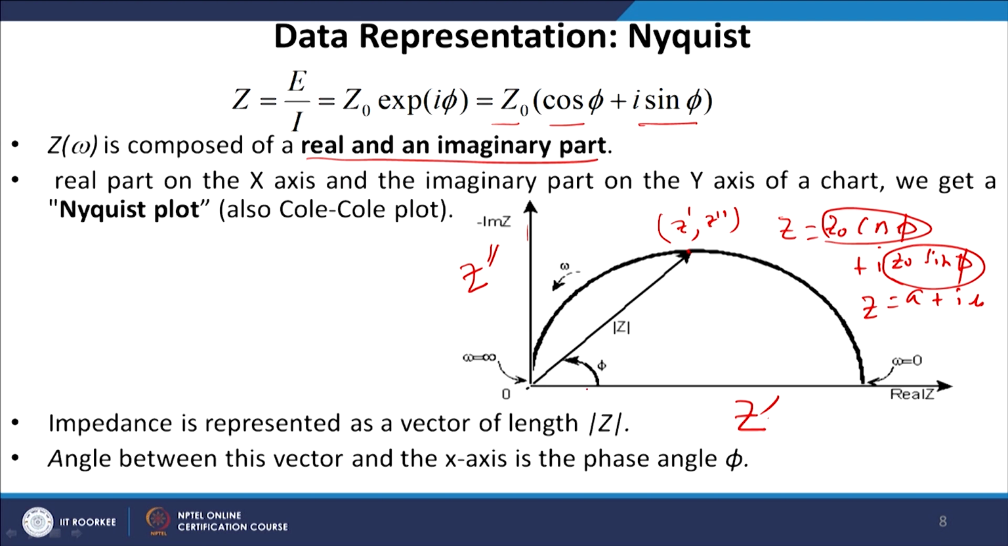Okay. And now you see that the frequency is swept from a low frequency to a high frequency. Towards the y axis we get a high frequency value, and as we go further and further away from the origin we get a low frequency value. So, impedance is represented as a vector of length mod z. The angle between this vector and the x axis is the phase angle, which is represented by phi.